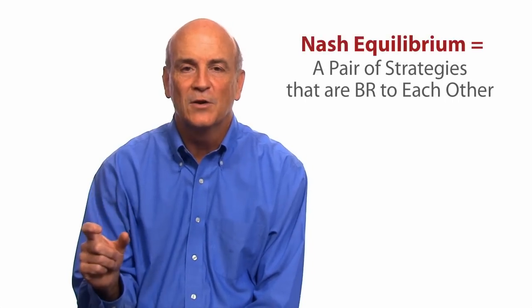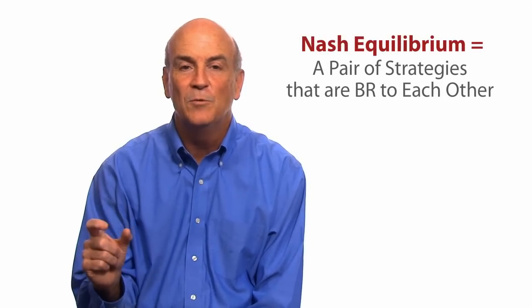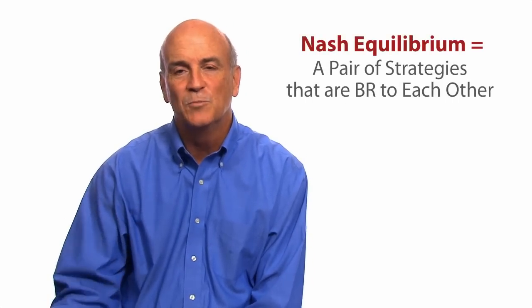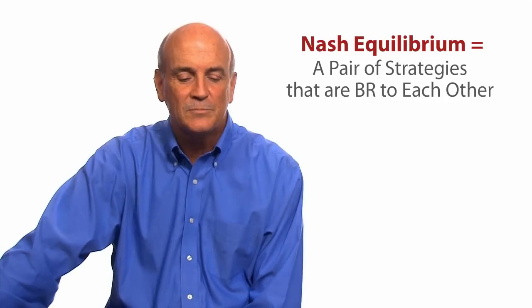What John Nash did was to generalize this idea just a little bit to games in which neither player has a dominant strategy. Nash's equilibrium concept is to simply say that two strategies are a Nash equilibrium pair of strategies if they're best responses to each other. That is, if they're simply mutual best responses.